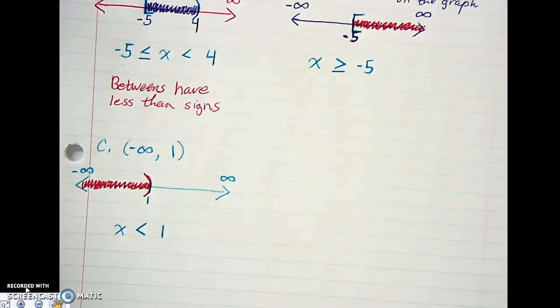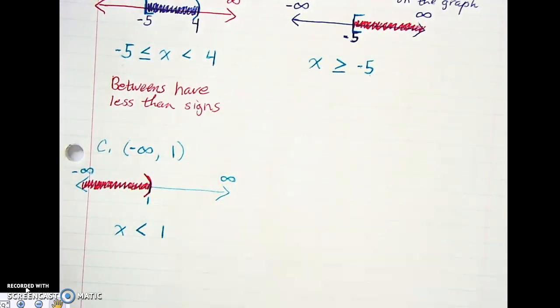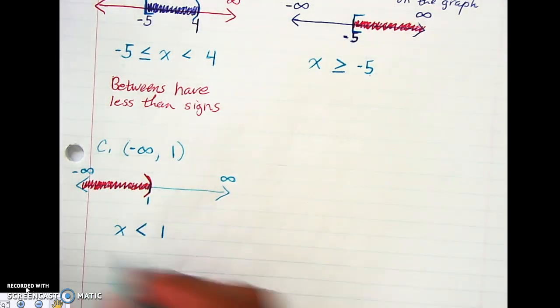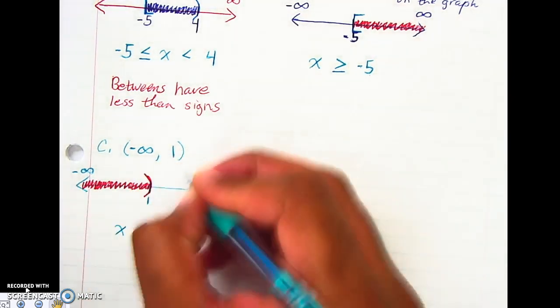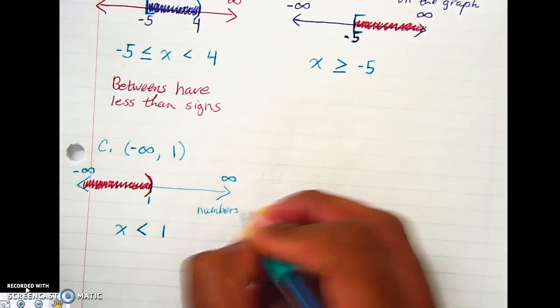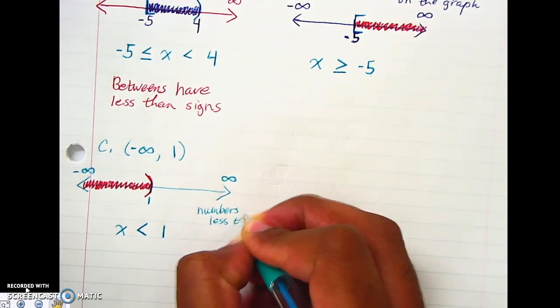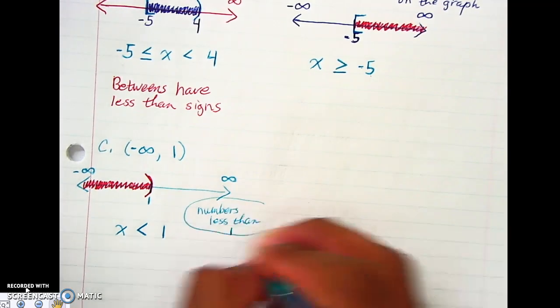Now, should it be equal to also? No, because we have just a parenthesis there, which means not equal to, but less than 1. So here, again, this will be our final inequality. And again, these are numbers less than one. That's the numbers that are shaded here.